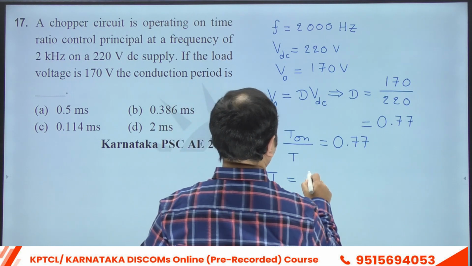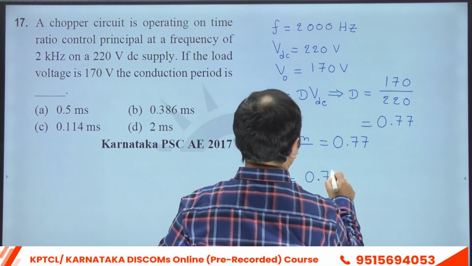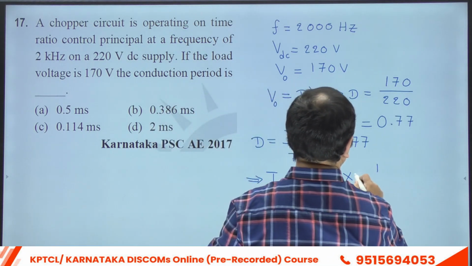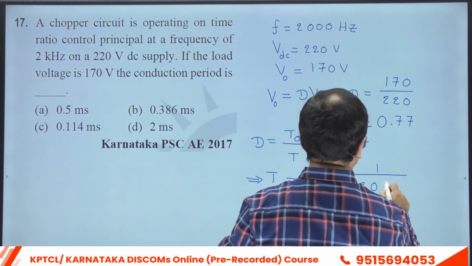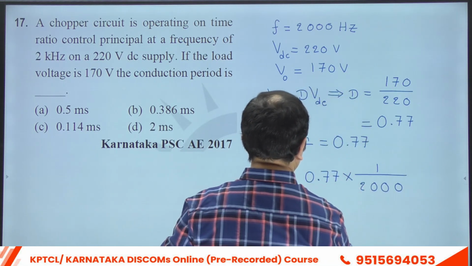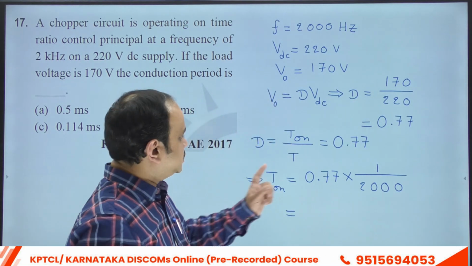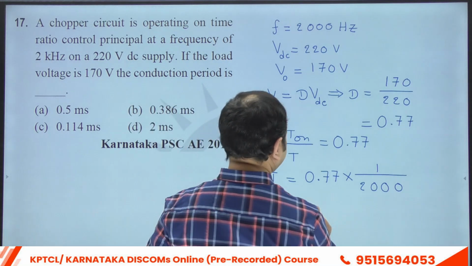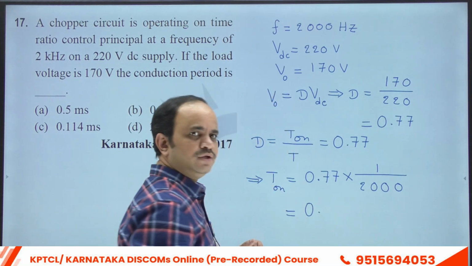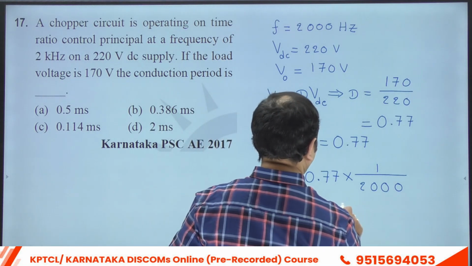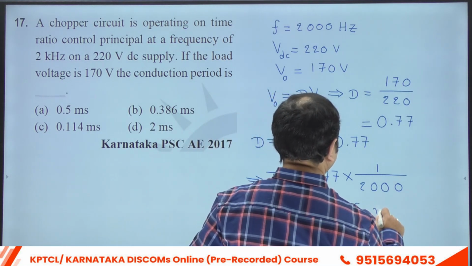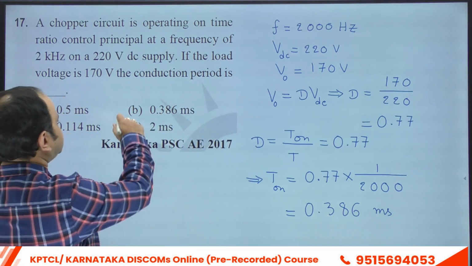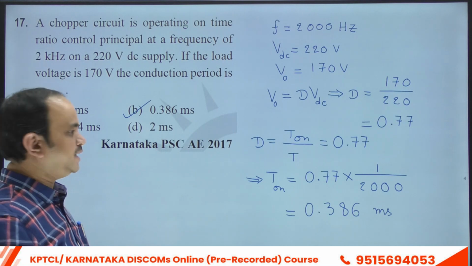So T on is equal to 0.77 into T. What is T? Frequency is given as 2000, therefore T will be 1 by 2000. 0.77 divided by 2000. This value is 0.386 millisecond. That will be the answer.